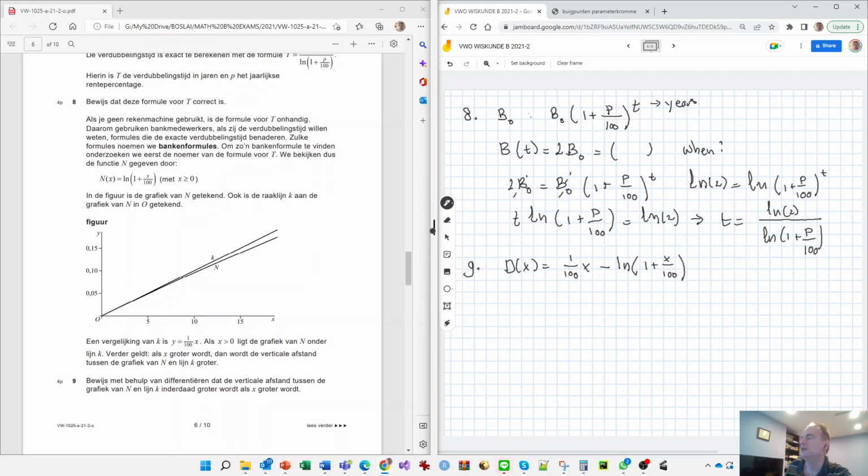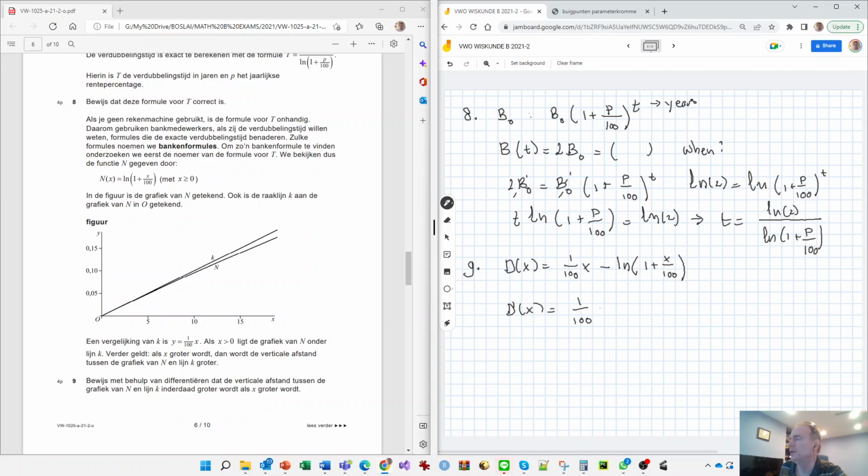But if we calculate the slope, because that's what they're asking, calculate the slope of this difference and see what happens if x grows large. If that slope is always positive, it means that this difference function will rise, the difference will get bigger. So what is the d prime of x? It is 100 times the derivative of minus the derivative of the logarithm, and that's 1 over x with the chain rule.